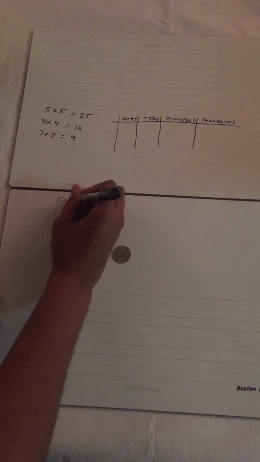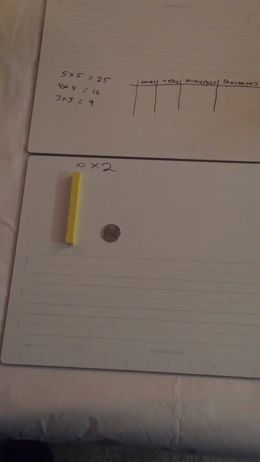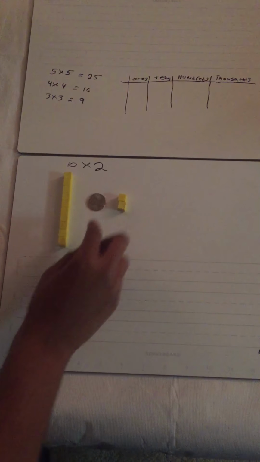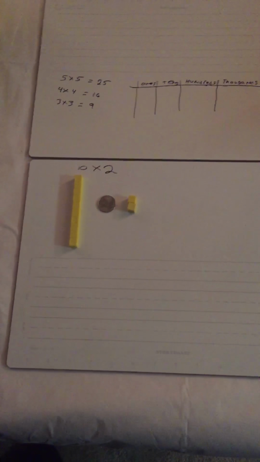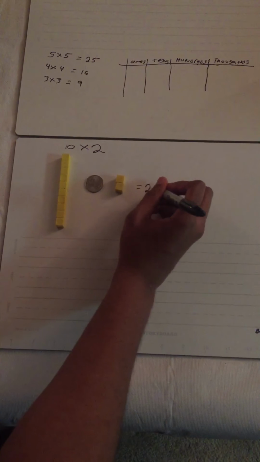So if I were to do 10 times 2 using base 10 blocks, what I could do is take this one rod, count that as my 10, and then put these 2 units here and use that as my 2. So this would be our symbol for 10 times 2. And obviously 10 times 2 equals 20.